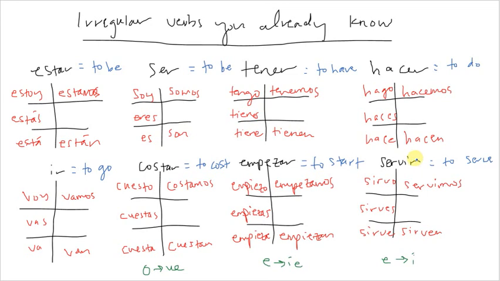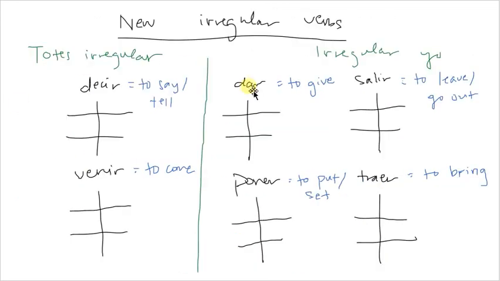Okay, so these are irregular verbs that you already know. We're going to learn some new irregular verbs today. There are two verbs that are totally irregular. All the forms are weird. So decir, which means to say or to tell, which is different from hablar, which means to talk or to speak. So you want to make sure that you pay attention to that.